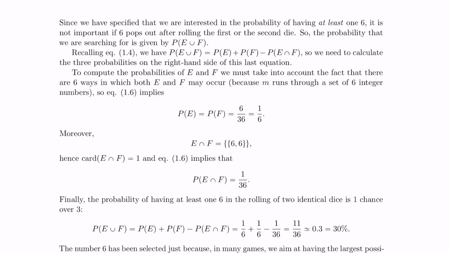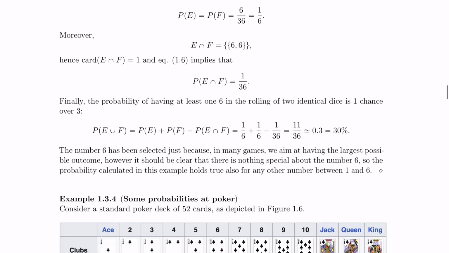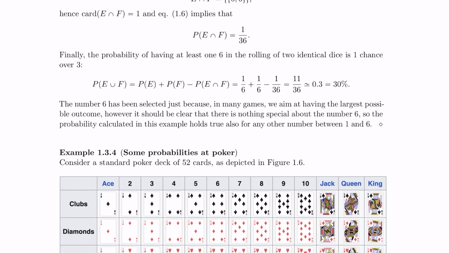Now we have all the information that we need. The probability of having at least one 6 in the rolling of two identical dice is 1 divided by 6 plus the same minus 1 divided by 36, which is 11 divided by 36. Which gives roughly 30% chance.